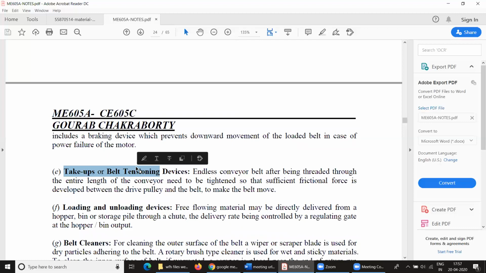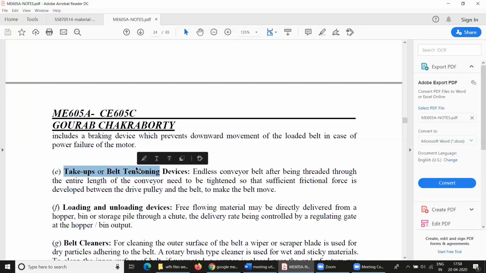Endless conveyor belts, after being threaded through the entire length of a conveyor, need to be tightened so that sufficient frictional force is developed between the drive pulley and the belt to make the belt move. And belts working under tension invariably get elongated with time, which needs to be taken up to maintain the desired tension in the belt. The belt conveyor generally has a screw type, that is mechanical, or a gravity type counterweight.